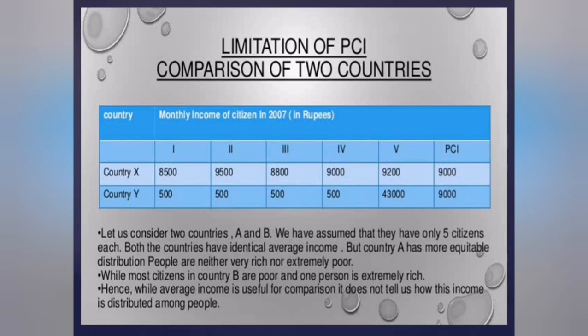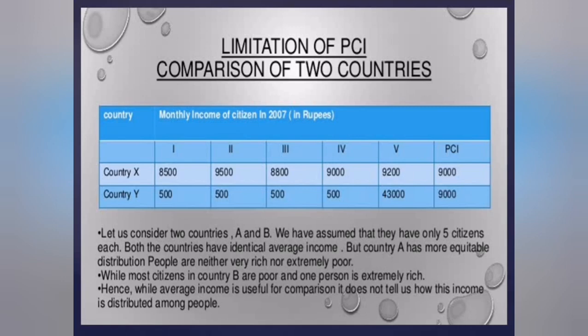But when we come to country Y, most citizens in country Y are poor and one person is extremely rich. Look at the income level. The first, second, third and fourth persons, all their incomes are 500. Only the fifth person's income is 43,000 and he is the rich person. These 4 persons are poor. By totaling the income and dividing by the number of persons, again we are getting the average income as 9,000. Here also the per capita income is 9,000.